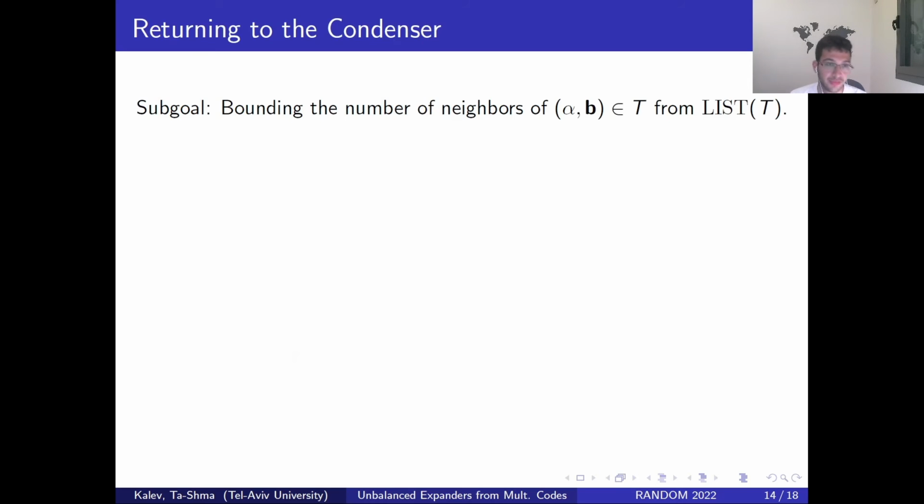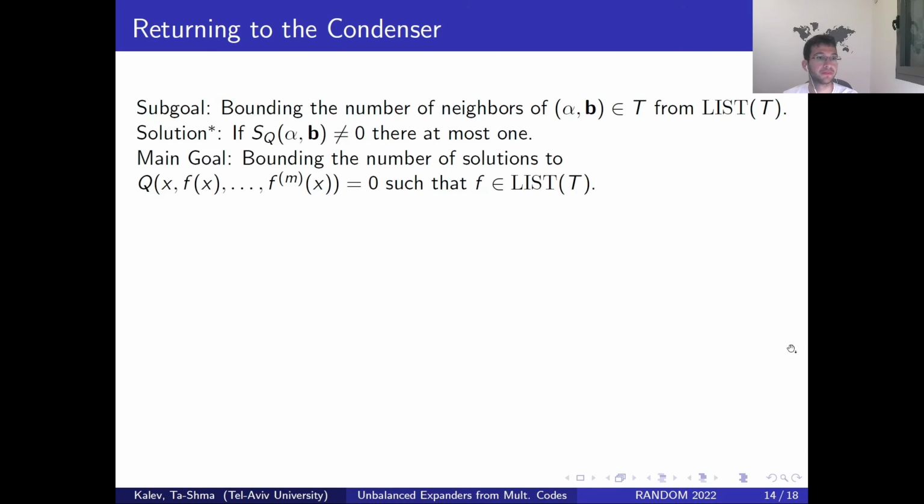So let's return to the condenser, or to our sub-goal. What we said we wanted to do is to bound the number of neighbors of alpha b from the list, and we kind of solved it. Unless the separand vanishes at alpha b, there is at most one neighbor, which is great.